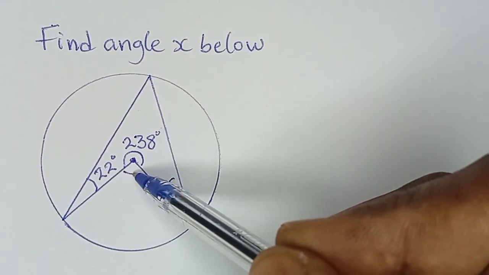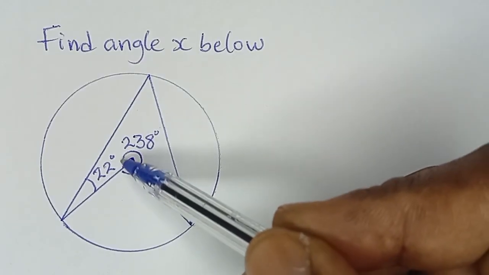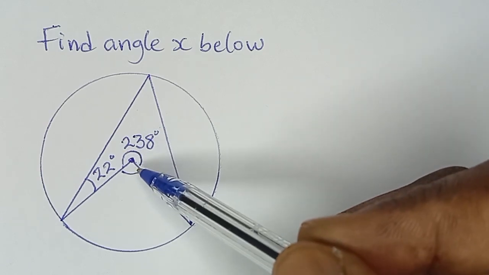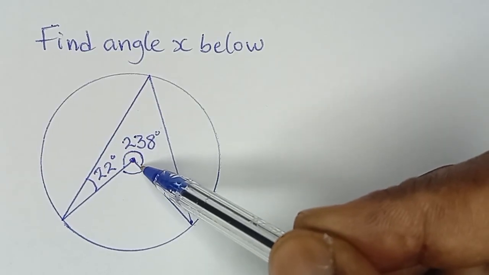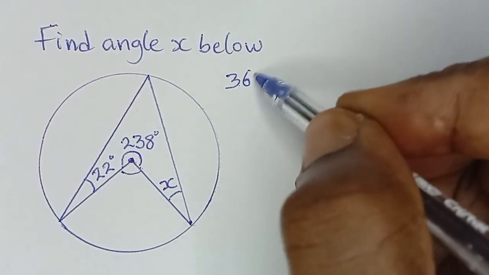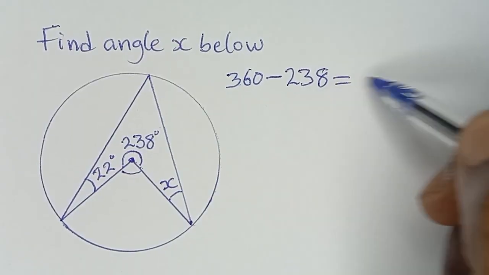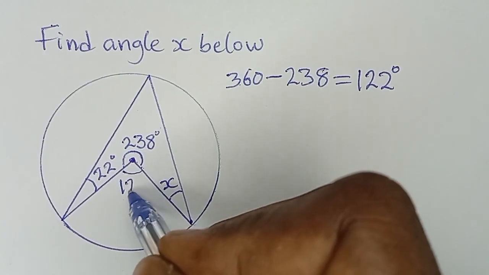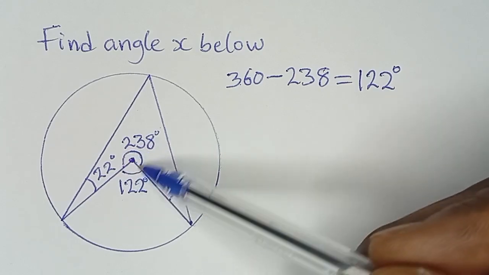So we can find this angle because the whole of this angle here is angle at a point. Sum of angle at a point is 360. So if the whole sum here is 360 and we know this part as 238, then this remaining side has to be 360 minus 238. And that will give us 122 degrees. So that means this angle here is 122 degrees, because the whole of this place is sum of angle at a point.